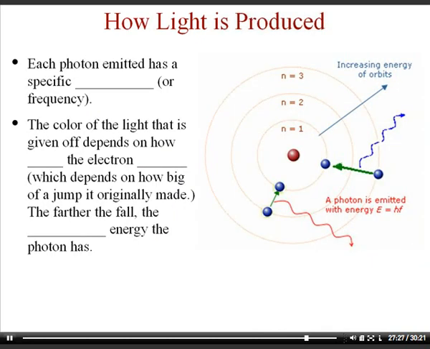You might have heard this term from photon torpedoes in Star Trek. Now each photon that the element spits out is of a specific color, or a specific frequency. The frequency gives it the color. Now the color of light that's given off depends on how far the electron fell, which depends on how far the electron jumped to begin with. So if they fall a farther distance, then they give off a greater energy color. For instance, a small distance falling would spit out a red photon, and if they fell a further distance, it might be a blue color.